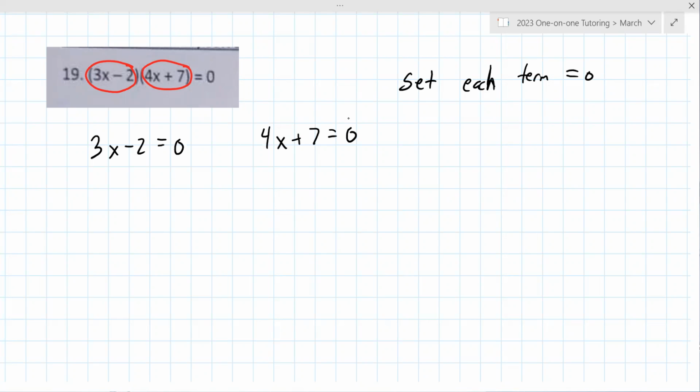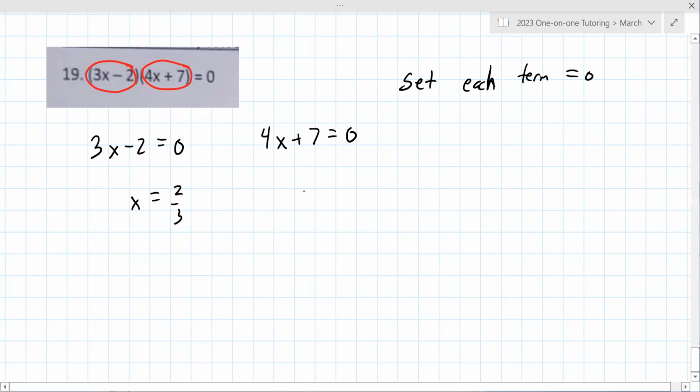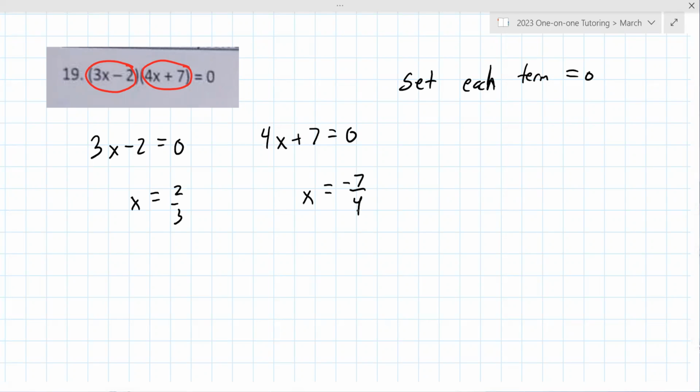So I got x equals 2/3 and x equals -1 3/4. Or -7/4. You do not have to convert that to a mixed number. You can leave it improper like that. Our teacher, I don't know why, but he wants us to convert it to a mixed number.